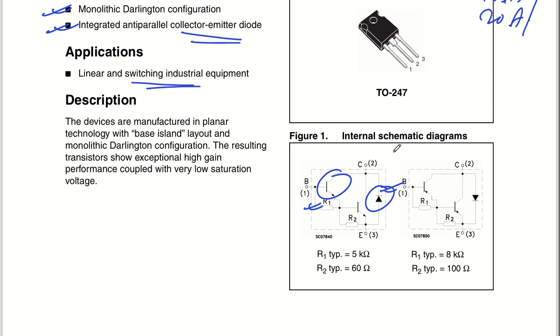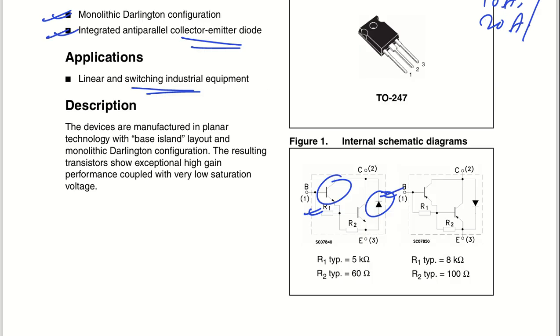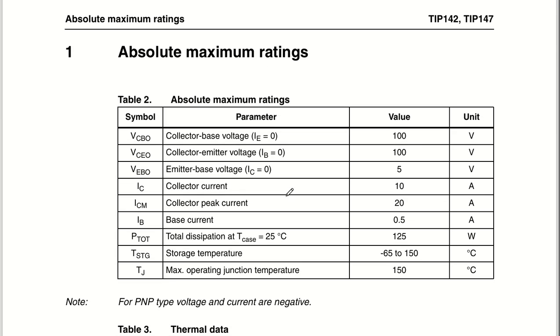TO247 package is just because it has a very high power capability. That's the reason we need to have a bigger package. Coming back to the absolute maximum ratings, as with any data sheet I have told you earlier, in the same fashion there will be absolute maximum rating capabilities for each one of them.